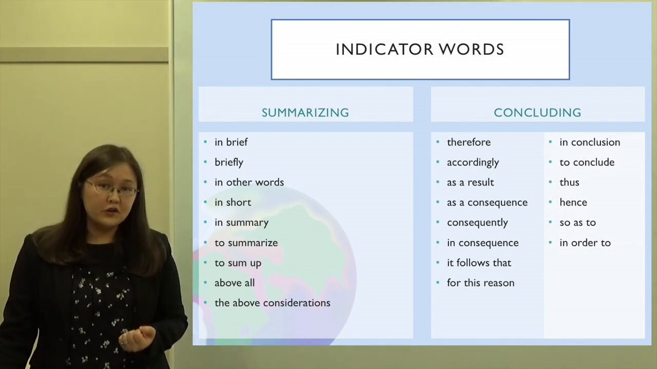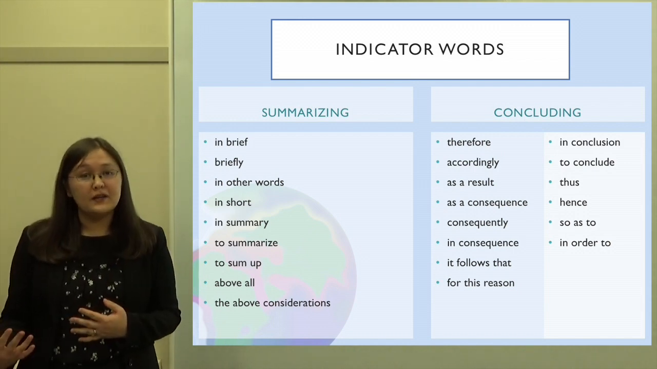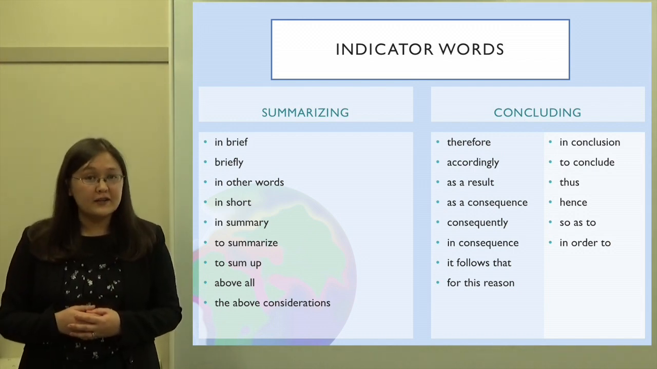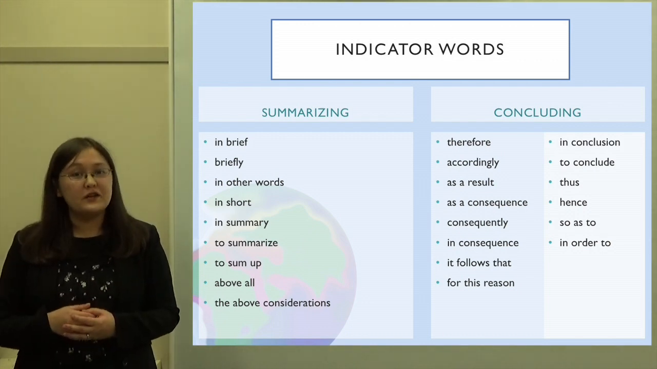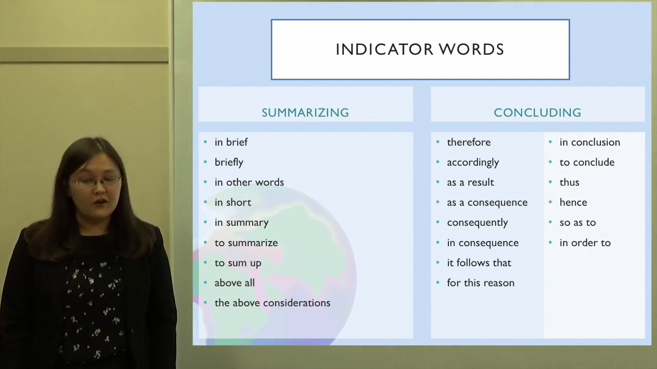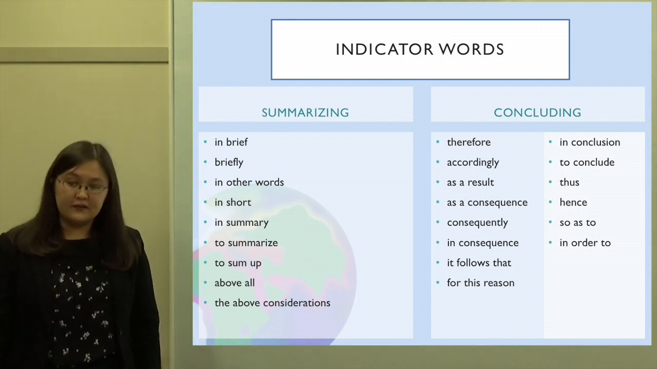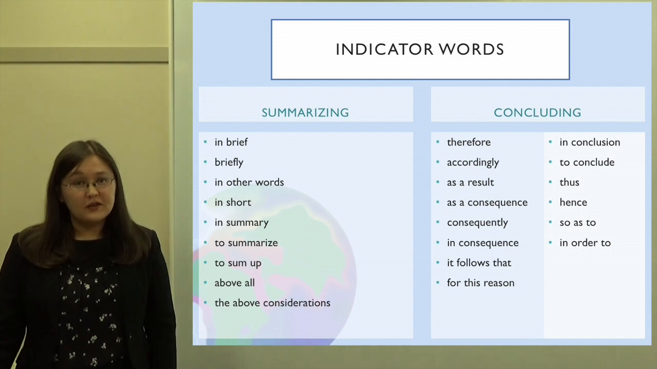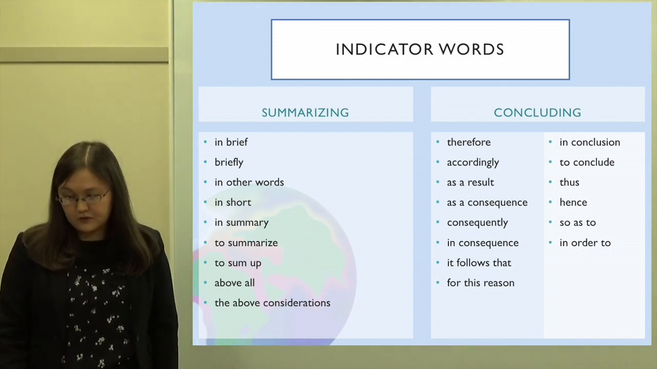So when you write your own conclusion, please use them. And when you're reading someone else's writing that's in Western academic writing style, please look for it. It's one of the easiest ways to identify the conclusion of their argument. These are words like therefore, accordingly, as a result, as a consequence, in conclusion. So definitely look for words like this.